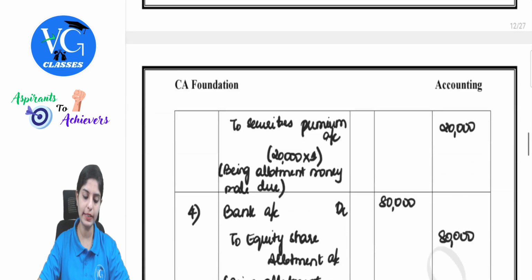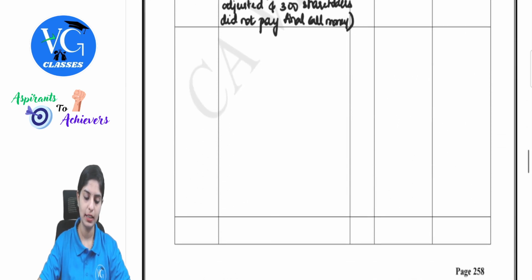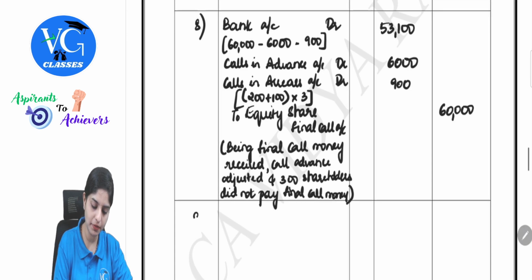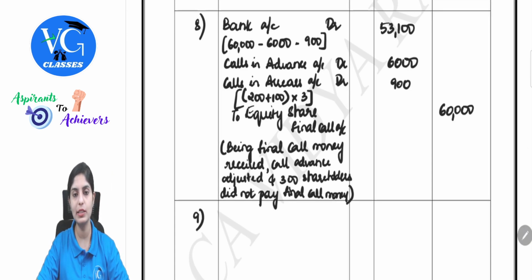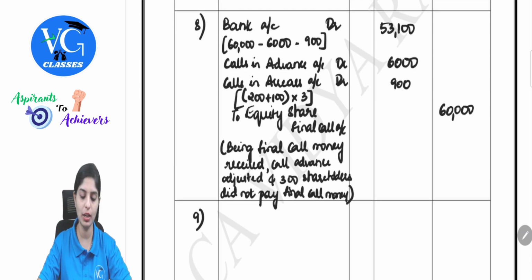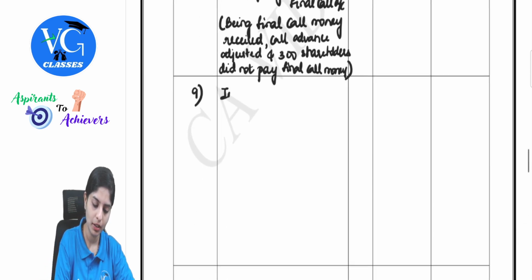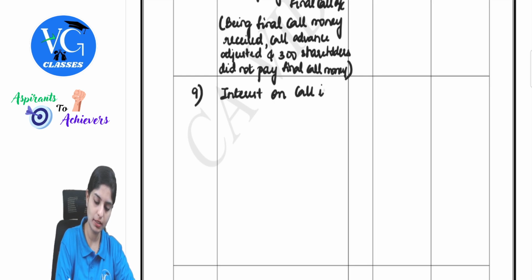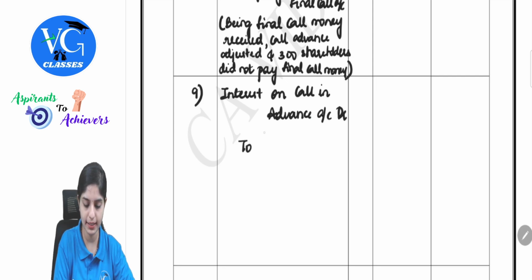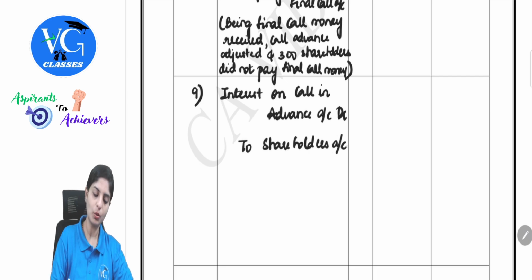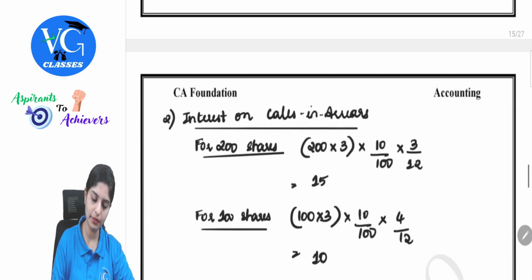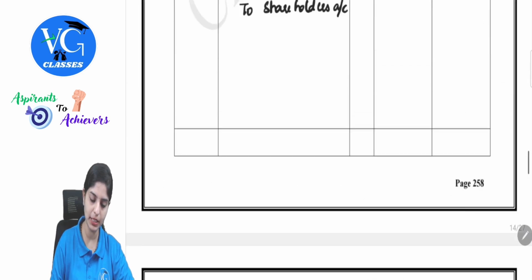So first we will record the entry for calls in advance. See, for calls in advance, first we will have to make it due. Interest on calls in advance is an expense to the company. So what will be the entry? Interest on calls in advance account debit. We have already understood this conceptually, guys. That's why I'm passing the entry to shareholders account. So what was the amount of interest on calls in advance? 240 rupees.